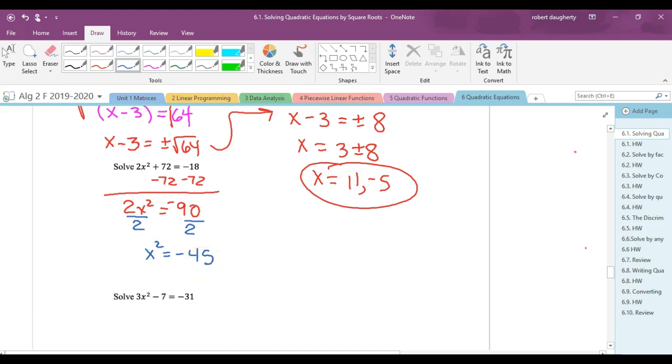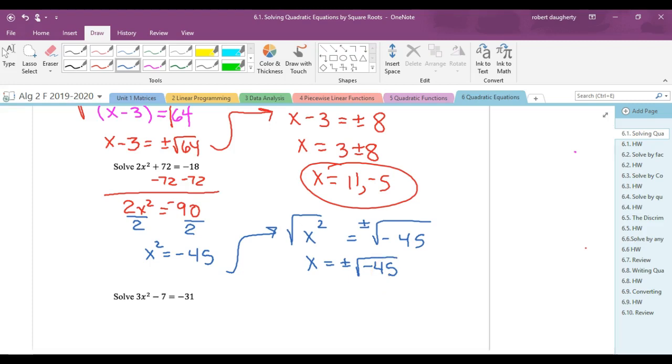Now what will I do? So I'm going to take the square root of both sides. What goes in front of this square root is plus or minus. Okay. On the left, what do I get? x equal plus or minus square root of negative 45. What kind of number is this going to be? No. It's a complex number. You've been tested over this, right? That's 90.